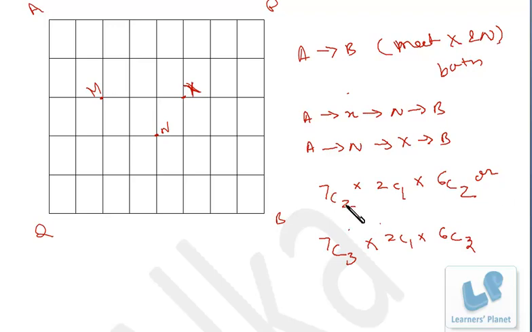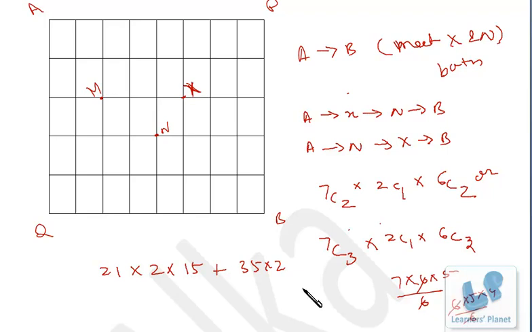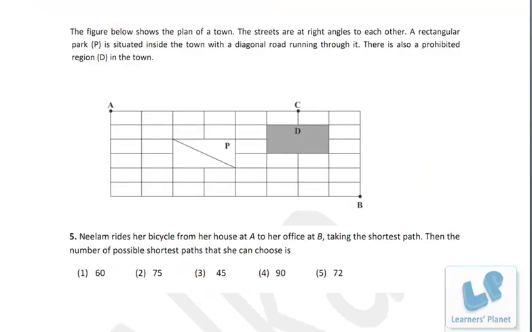So just solve it. 7C2, that is 21, into 2, 6C2, 6 fives are 30 by 2, 15. And plus 7C3, that is 7 into 6 into 5 by 6, so that's 35, into 2, 6 into 5 into 4 by 6, so that's 20. So these are the possible number of ways for this particular question. Okay, I hope you are getting me now. Now let's take a problem from CAT 2008 based on a similar concept.